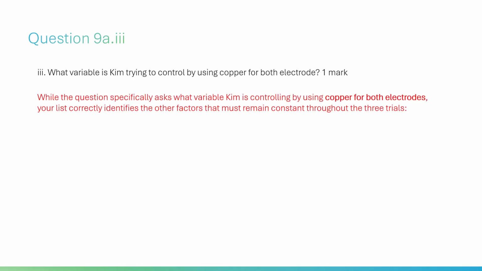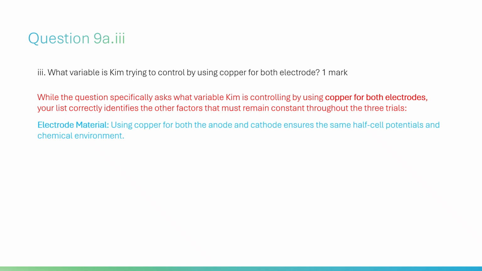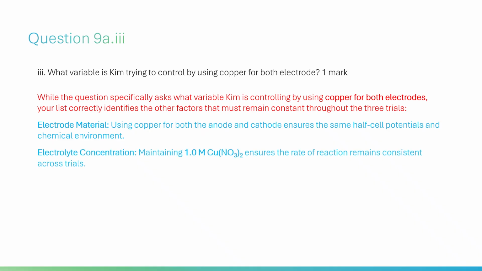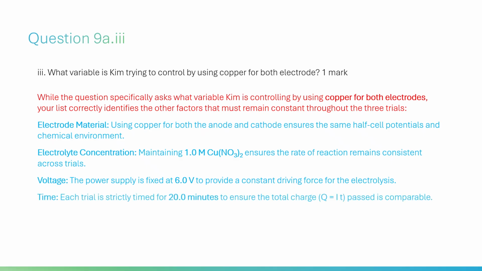While the question specifically asks what variable Kim is controlling by using copper for both electrodes, your list correctly identifies the other factors that must remain constant throughout the 3 trials. Electrode material: using copper for both the anode and cathode ensures the same half-cell potentials and chemical environment. Electrolyte concentration: maintaining 1.0 M Cu(NO3)2 ensures the rate of reaction remains consistent across trials. Voltage: the power supply is fixed at 6.0 V to provide a constant driving force for the electrolysis. Time: each trial is strictly timed for 20.0 minutes to ensure the total charge, Q equals It, passed is comparable.